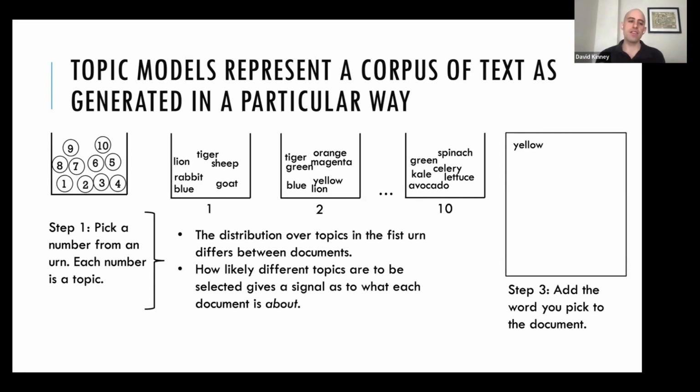Right? Now, this distribution over topics in the first urn, this urn that we're sort of picking topics from in the first place, differs between documents. And so how likely different topics are to be selected gives us a signal as to what each document is about, right? So if in one document you're more likely to sample urn 1, well, in this case, that's probably a document that's about animals. If you were more likely to sample urn 10, then in this case, that's going to be a document that is likely about vegetables, right? And so on, right?